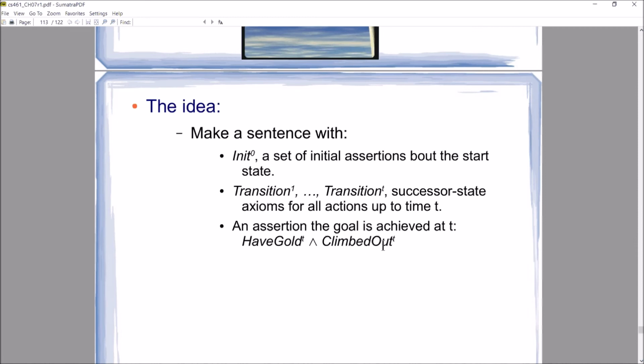Now you take that sentence and you give it to a SAT solver. The SAT solver is that thing that I talked about from the previous section, 7.6, which I said I was going to skip over really quickly. Basically, if that solver can find a model that satisfies this sentence, then you can achieve your goal. If the sentence can't be satisfied, then that means this problem is impossible. You're not going to be able to get the gold and get out. The planning problem is impossible.